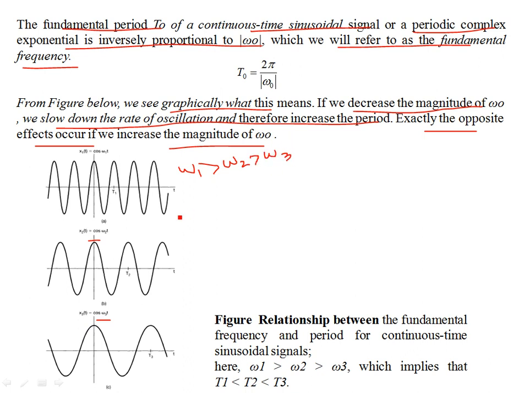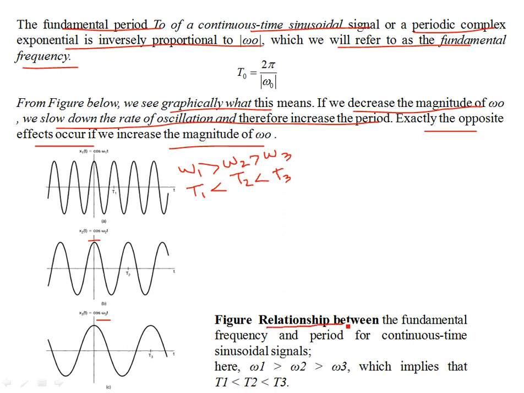And in reverse fashion, you can see that if you increase the rate of repetition or the frequency of the sinusoidal signal, the time period is decreasing. So T1 is less than T2, which is less than T3. T3 is the highest time period because the rate of oscillation is so slow that it takes longer for a cycle to complete.